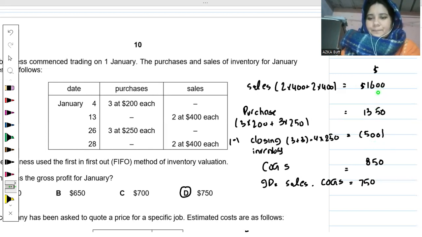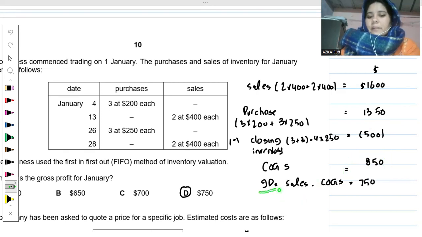So 600 plus 1350 minus 500. So we have the opening inventory, purchases and closing inventory, and this is basically the cost of goods sold, 850.